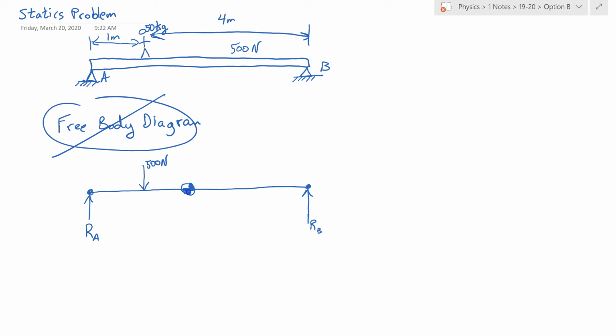Sometimes you'll see a little symbol. Oh, that's a bad symbol. Sometimes you'll see a little symbol that looks like this. That's the center of mass. You may not see the symbol. You may see the symbol.